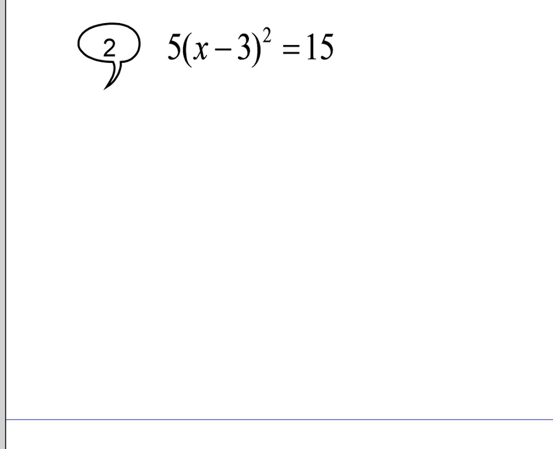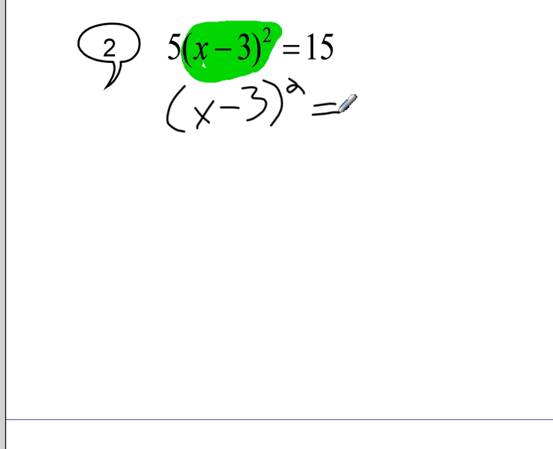Here's my next problem, and step 1, isolate the square. In this case, the square looks different. It's this whole binomial being raised to the power of 2, so this problem is going to look quite a bit different than the previous problem. Isolate the square. First, I want to divide both sides by 5. All right, now the square is isolated.